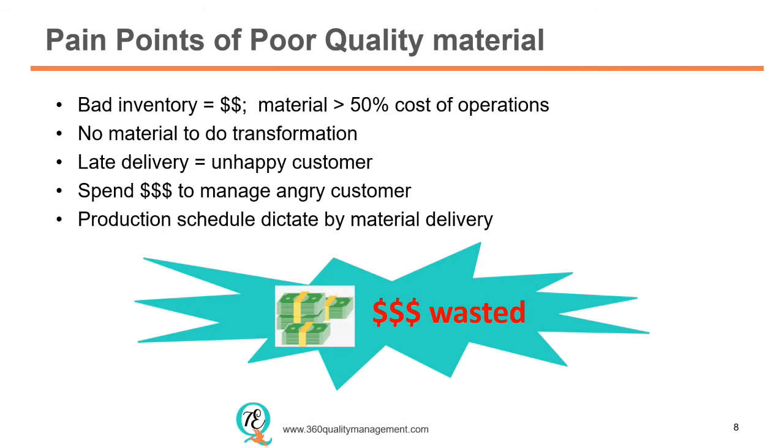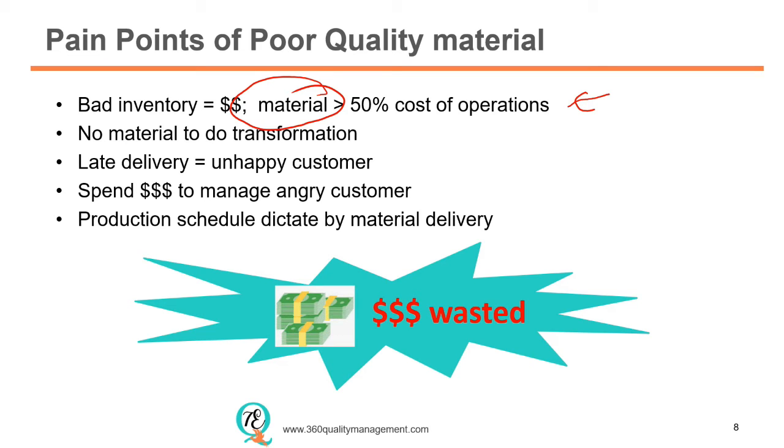Pain points of poor quality materials will include bad inventories, where more than 50% of the operation costs are actually due to materials. Then there will be no materials to do transformation, which equals no deliveries or late deliveries, which also cause unhappy customers.